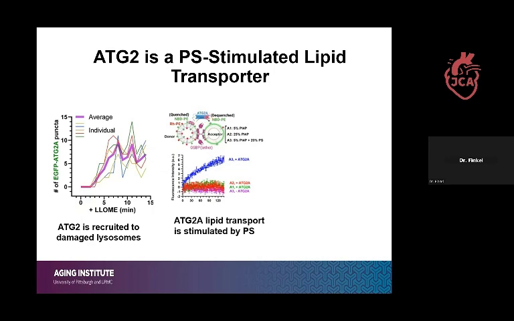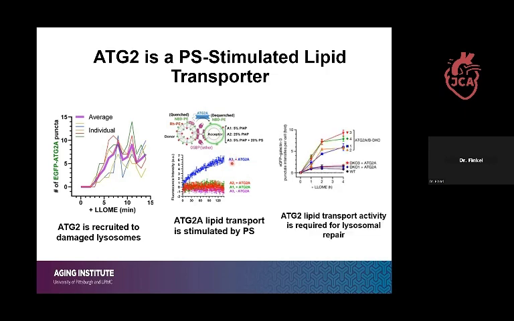And we add recombinant ATG2A to the mixture and look for lipid transfer between these two liposomes. You can imagine them as sort of two organelles. And you can see that only if there is phosphatidylserine in the acceptor liposome is there any degree of lipid transfer. So again, this suggests that the ability of ATG2A or B to transfer lipids between, we think, the ER and the lysosome is really dependent on phosphatidylserine in the damaged lysosome.